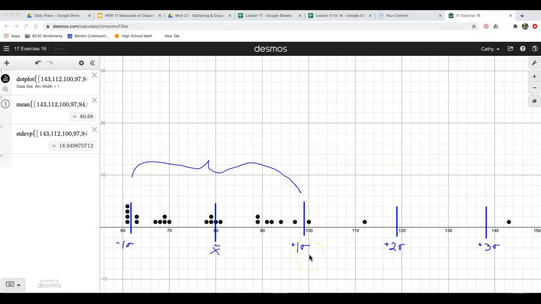We can also take this a little farther. So here's two standard deviations above. And here's three standard deviations above. We have one receiver that is more than three standard deviations above the average. And we're going to talk about that in our next lesson.